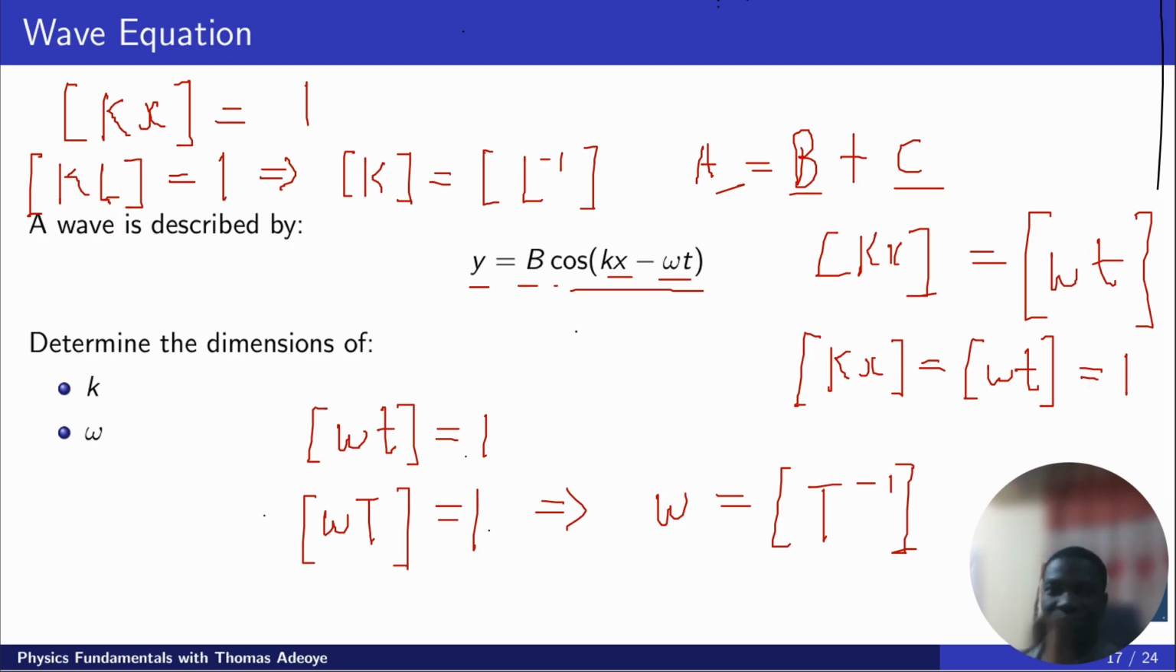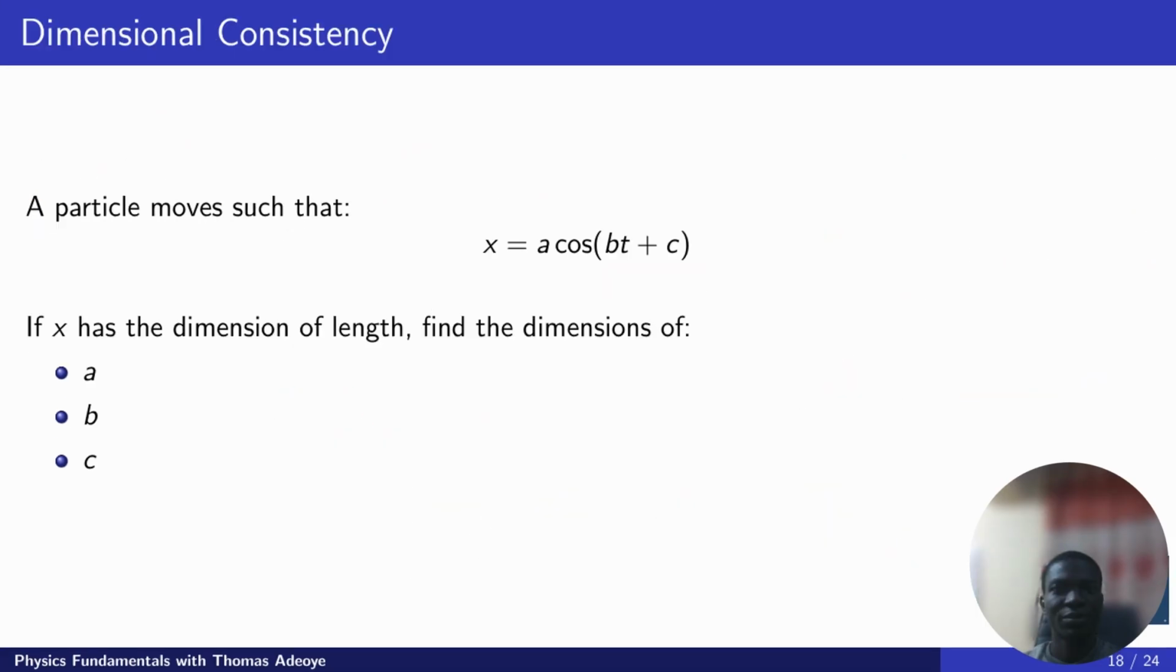Alright, let's just move on to the next slide. So here we are to determine the dimensions of A, B, and C, where X has the dimension of length. And trust me, this is no different from what we did in the two previous slides just before this. If you look at the equation given, X equals A cos(BT plus C).